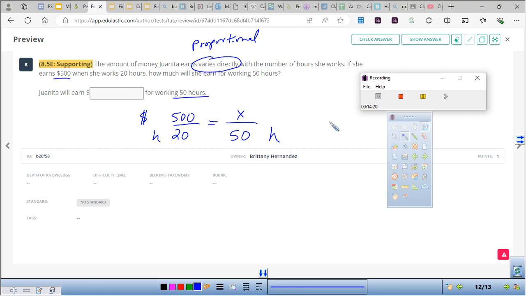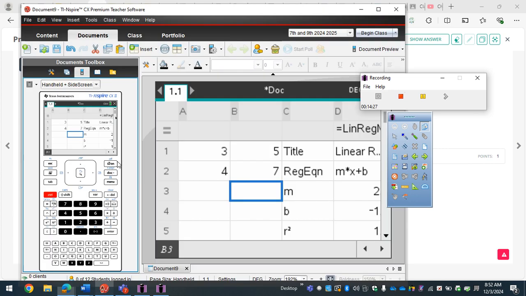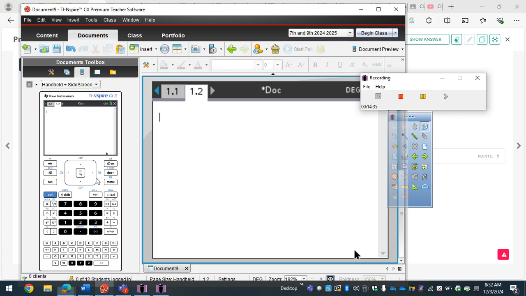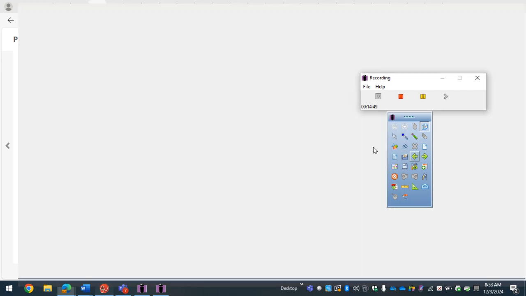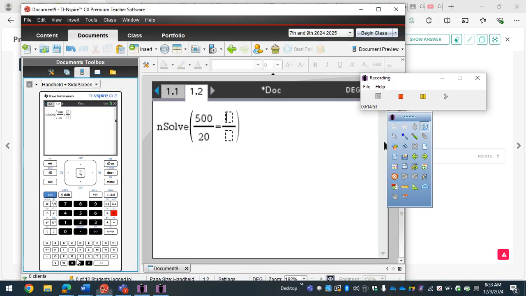We're going to go 500 over 20. So we go real fast. Come over here. Go to menu 3, 1, control fraction. I believe it's 500 over 20. That's going to be equal to control fraction here, x over 50. Now, if you look at this one, you see this one? The small number, big number.